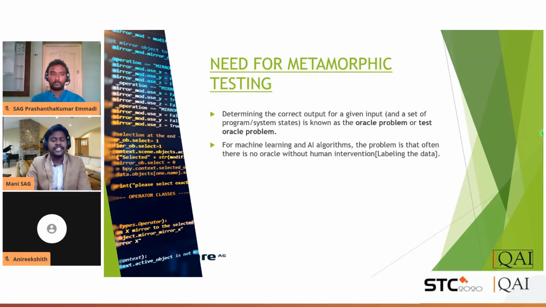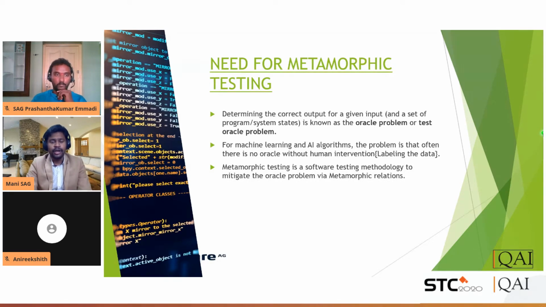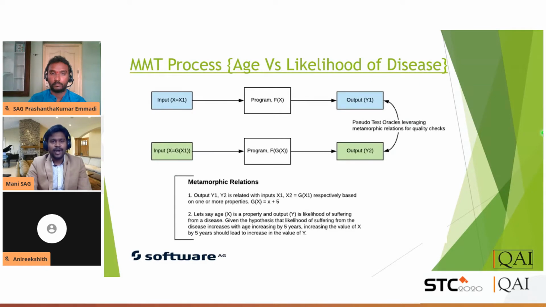Generally for machine learning applications, it's hard to achieve these test oracles. If you take the case of image classification problems, you have to label these images. Otherwise, you will not get a verdict for your solution. So metamorphic testing is a software testing methodology which helps us derive different types of test cases and scenarios using something called metamorphic relations, which we will discuss in detail. This approach is becoming state of the art for testing machine learning applications in coming years and also in the future. We'll see a quick example of how this process looks.